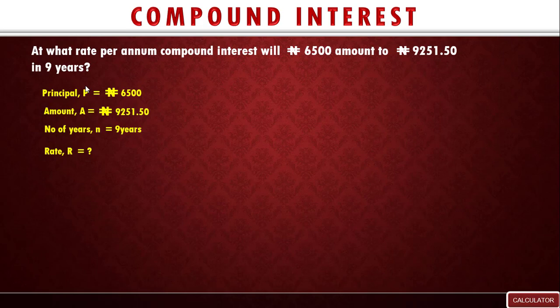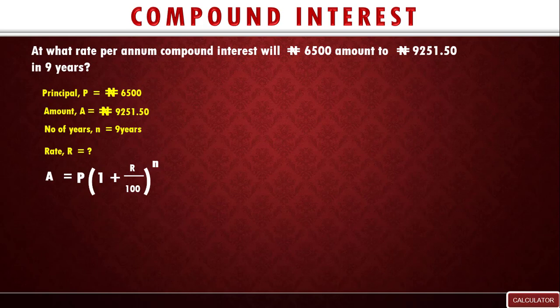So rate is unknown. So to calculate our rate now, the formula we need to use here is the compound interest formula. So it's given to be A equals P into bracket 1 plus R over 100, raised to power n.